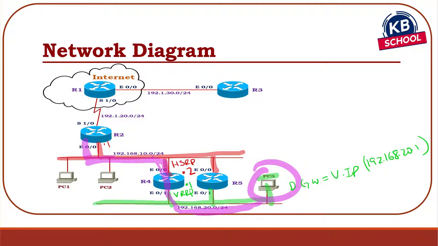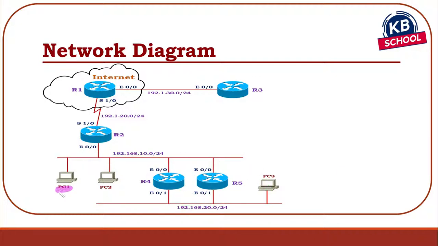The next thing I want to do is, you guys see these two PCs over here, I want them to get IP addresses from R2. I'm going to configure R2 as a DHCP server to give out IP addresses. But before we do that, we'll take a look at what a DHCP server is. We'll talk about that, and then we'll do the implementation of DHCP.